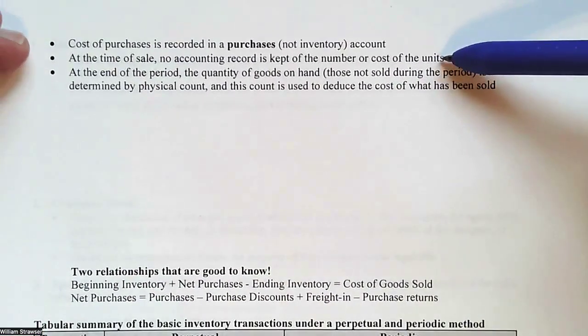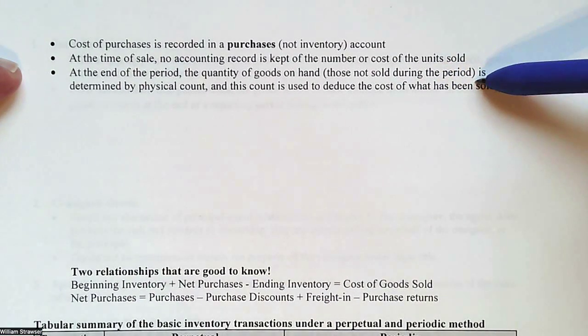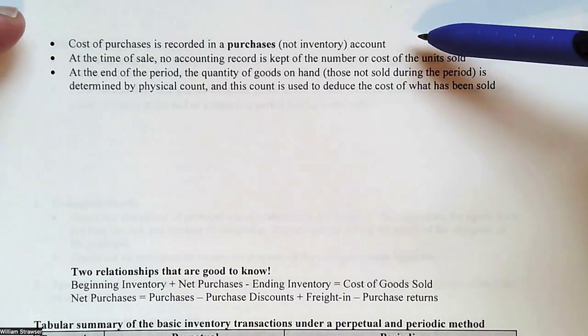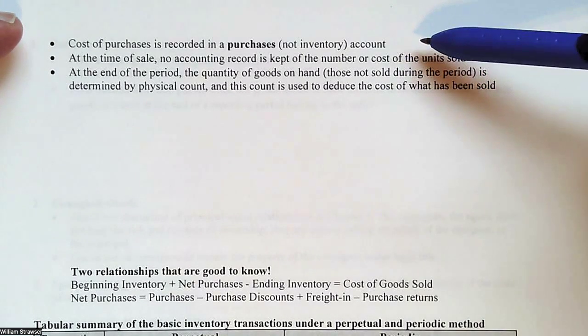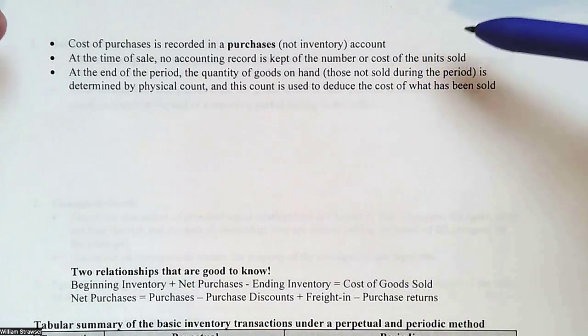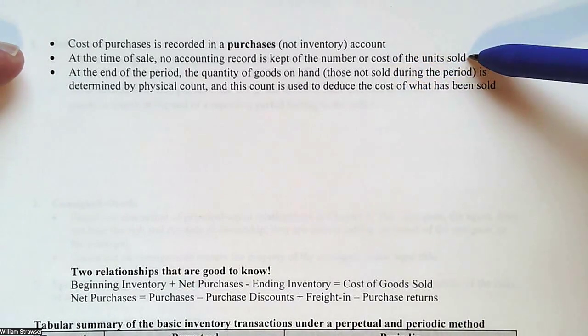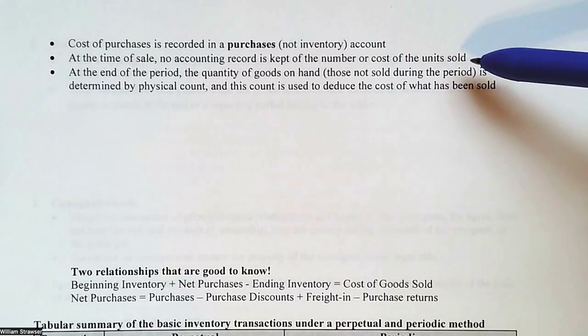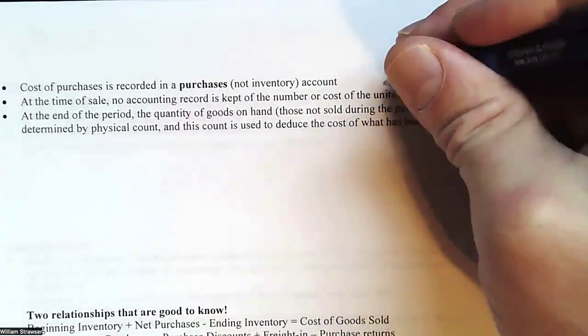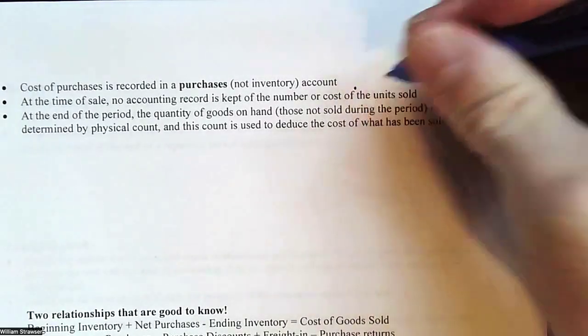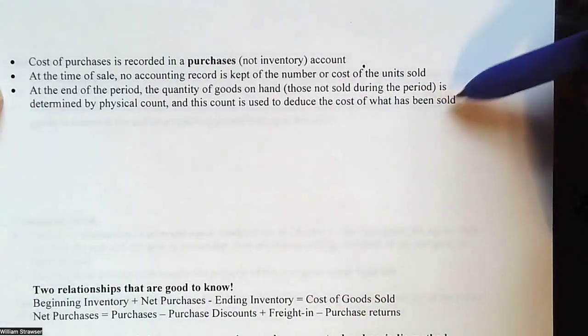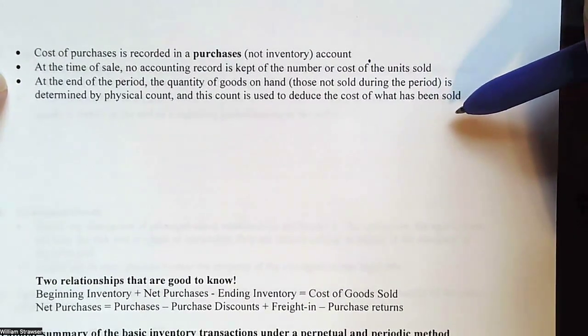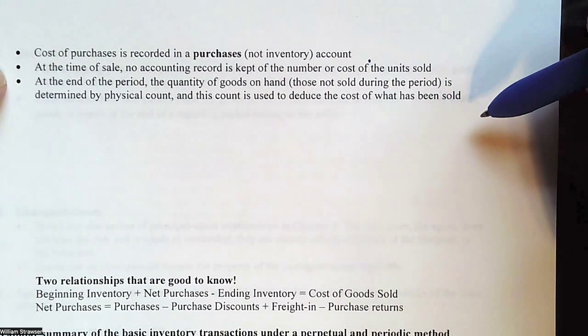So this is largely things I covered in my little talk there. When you buy something under the periodic system, we debit purchases, not inventory. There's no record being kept of sales when units are sold. The inventory account is only updated at the end of the period, and cost of goods sold is only recorded at the end of the period. And we do a physical count in order to deduce what was sold.